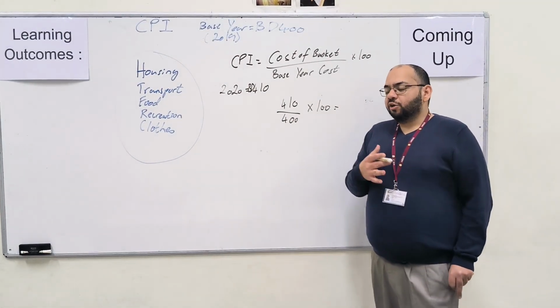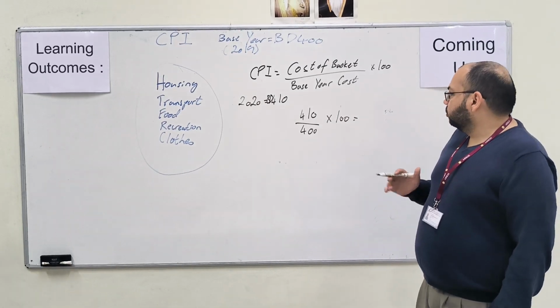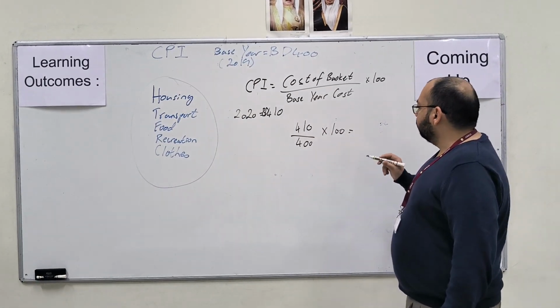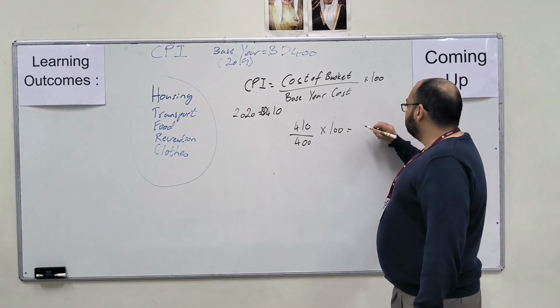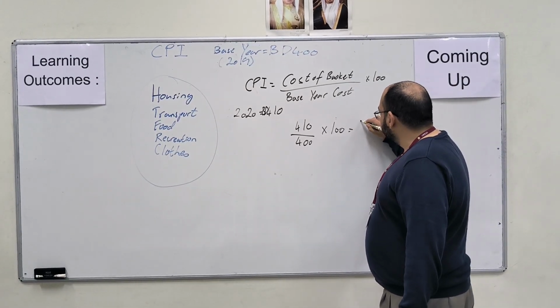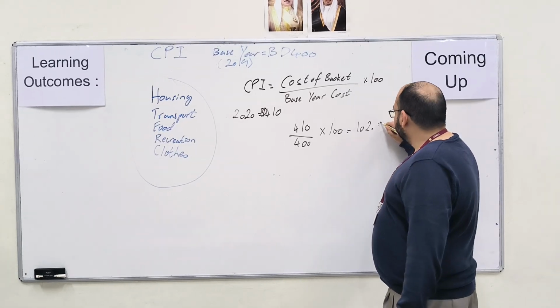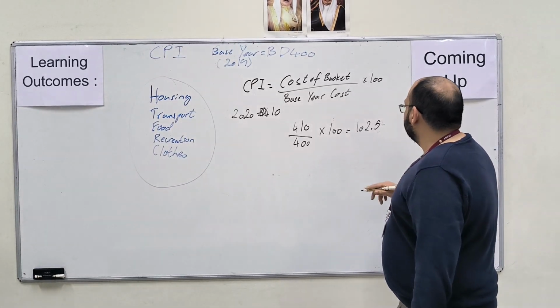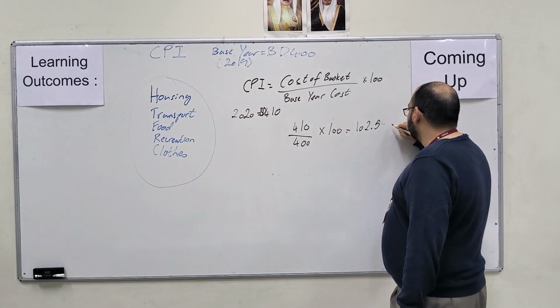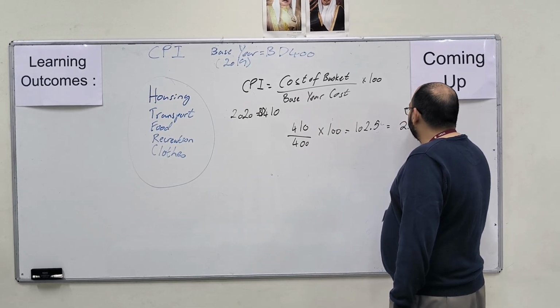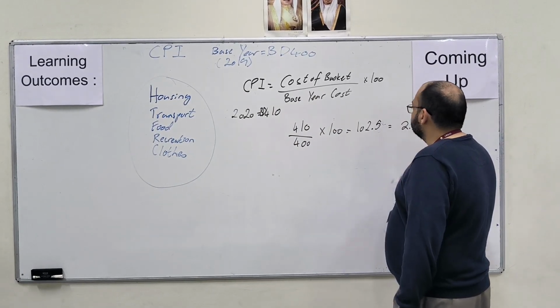Pardon the pause there, I was just getting a calculator. So we see here that it's 410 divided by 400 times 100. So the CPI is 102.5, which in reality is also the same thing as 2.5%.